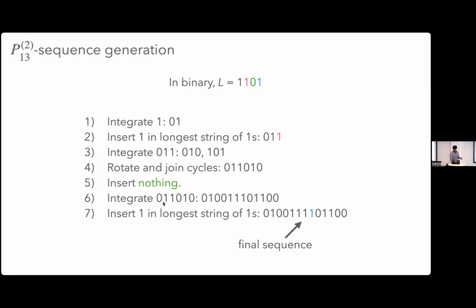We integrate 0, 1, 1, 0, 1, 0, and get this length 12 sequence. And the final one here in the binary representation of L is telling us to insert 1 in the longest string of ones again. And that longest string of ones is 1, 1, 1. We insert a 1 there, we get 1, 1, 1, 1.